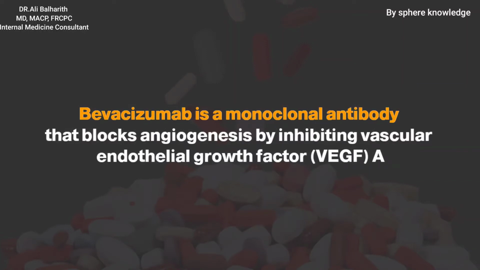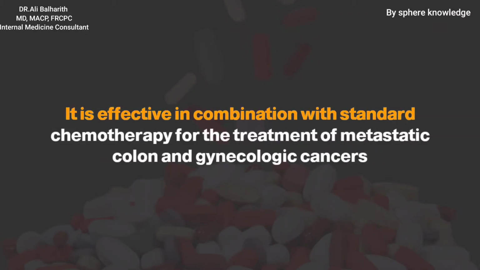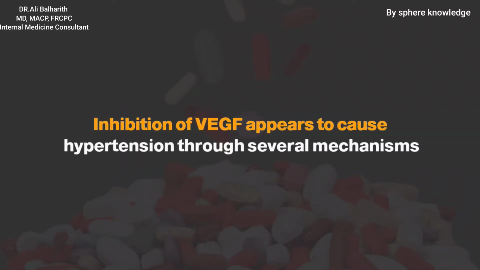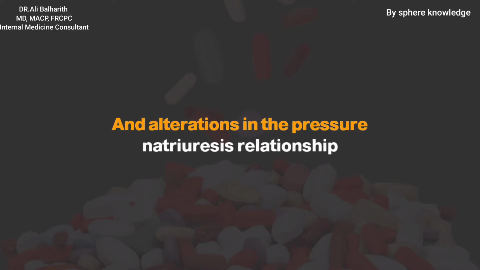Bevacizumab is a monoclonal antibody that blocks angiogenesis by inhibiting vascular endothelial growth factor A. It is effective in combination with standard chemotherapy for the treatment of metastatic colon and gynecologic cancers. Inhibition of vascular endothelial growth factor appears to cause hypertension through several mechanisms, including altered nitric oxide production, increased endothelin-1 production, and alterations in the pressure natriuresis relationship.